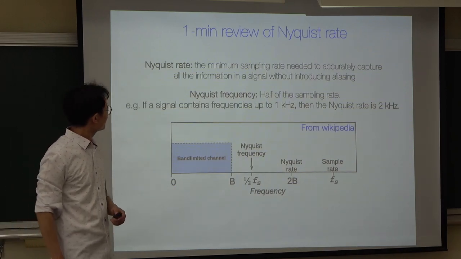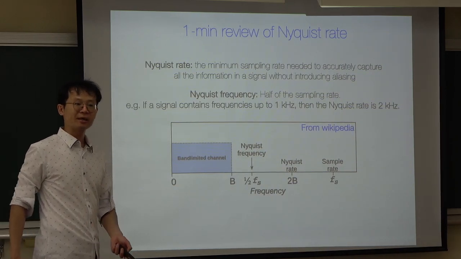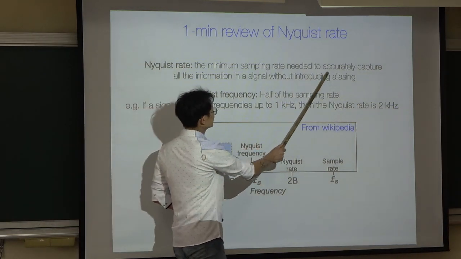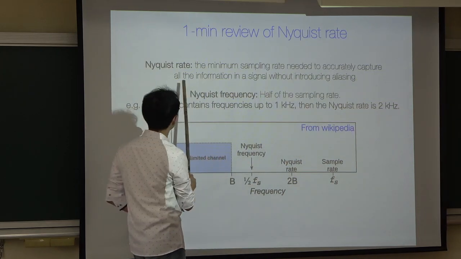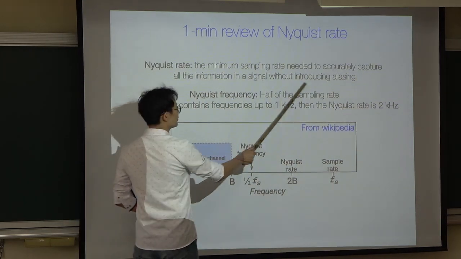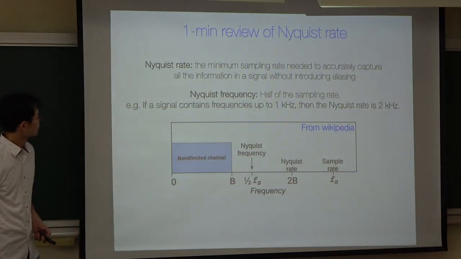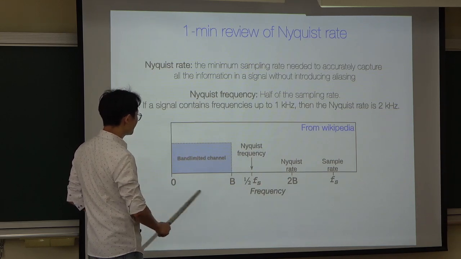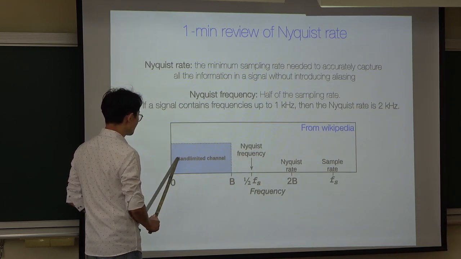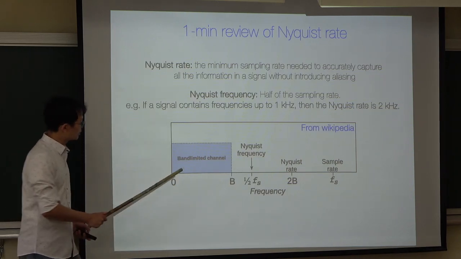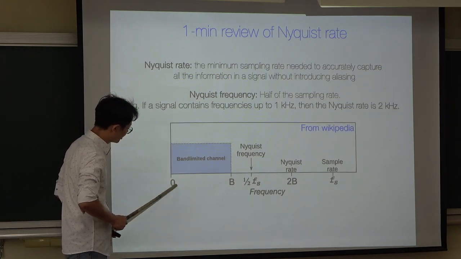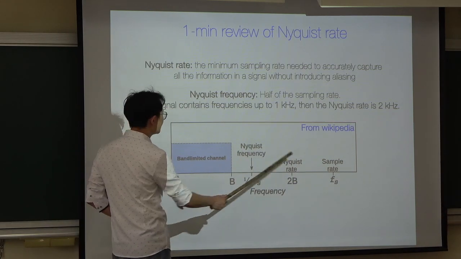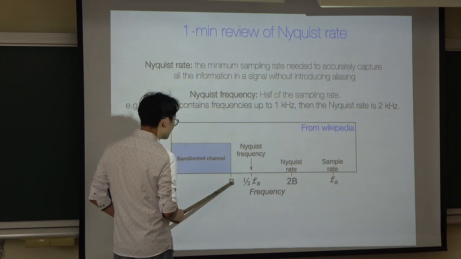So there's a very quick 1-minute review of Nyquist rate. What is Nyquist rate? Nyquist rate is the minimal sampling rate needed to accurately capture all the information in a signal without introducing aliasing. This is what you learn from signal processing. Suppose a signal is band limited and the spectrum is supported between 0 and B. What is the Nyquist rate? It's 2B.